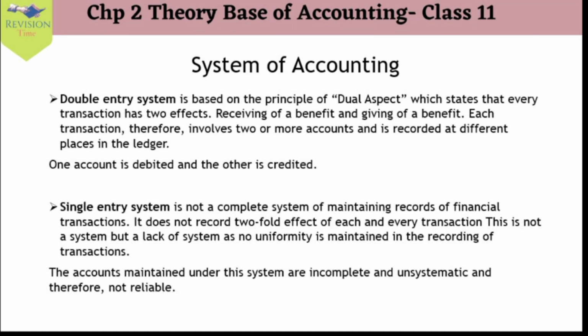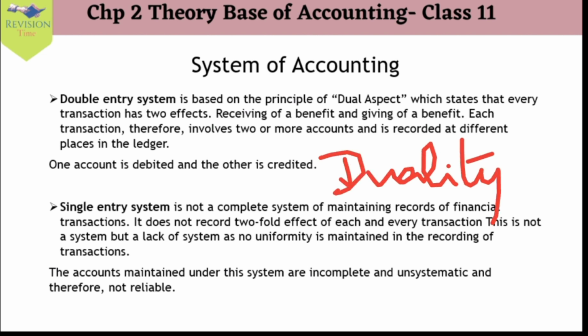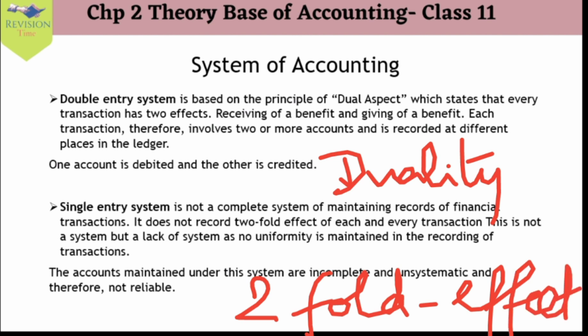You remember we have studied a basic accounting concept known as duality concept. In this concept, we studied that every transaction has twofold effect and it must be recorded two times. This is what our double entry system speaks. It is based upon the principle of dual aspect, which states that every transaction has two effects.